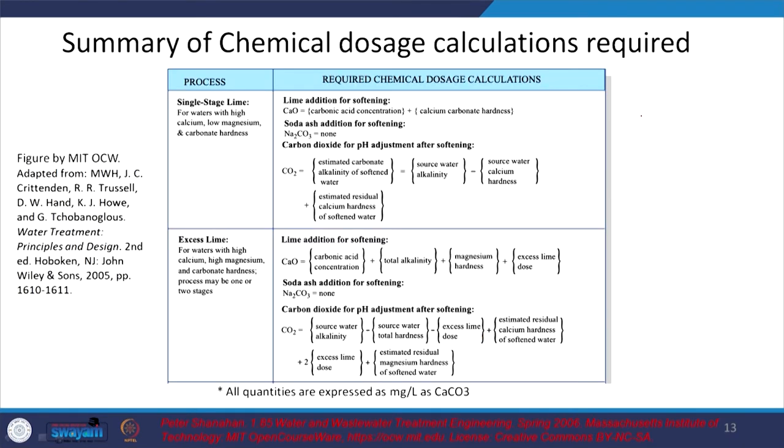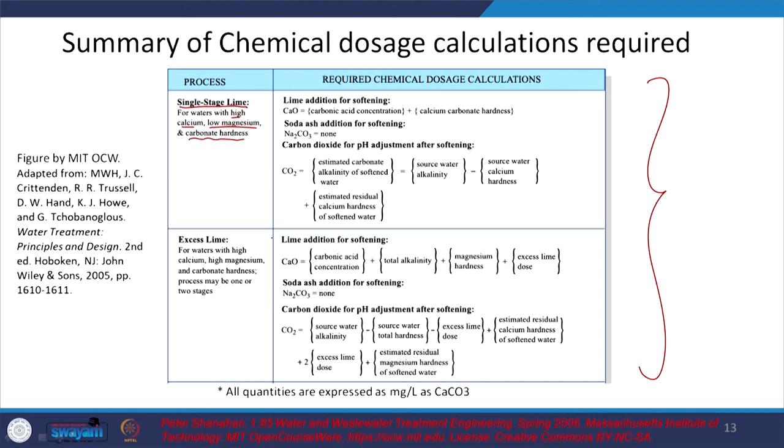This is something we already looked at in the context of that example in the last session, but we are just going to look at the overview. So single stage, and what is it for? When low magnesium and high calcium and carbonate hardness, hardness associated with carbonate hardness.